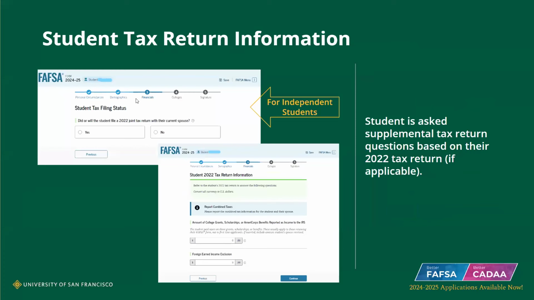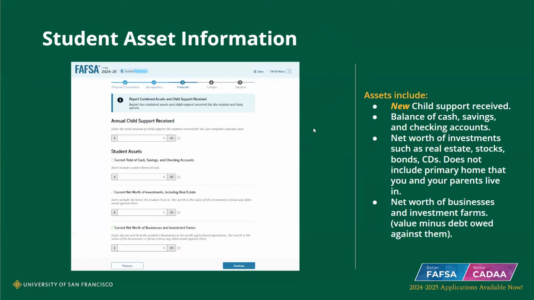For the independent students, it's going to ask if you filed a 2022 tax return. Well, actually, it's going to ask if you filed it with your current spouse, if the independent student is married, and then it's going to continue to ask some extra questions, things that the IRS would not have on your FAFSA, on the tax return information. So things like college grants, scholarships, or AmeriCorps benefits, foreign income exclusion, questions like that.